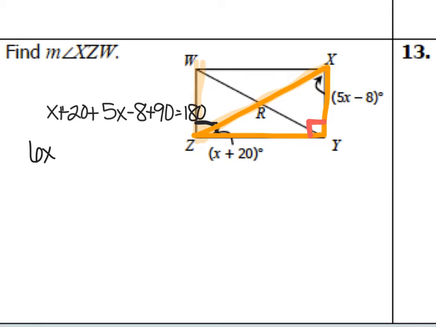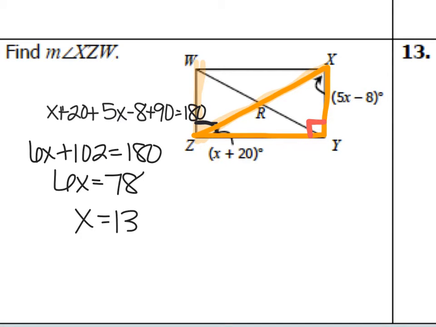20 minus 8 plus 90 is 102. Equals 180. If I subtract 102 from both sides, 180 minus 102 is 78. Divided by 6. X is 13. So remember, if I know that x is 13, I can take that and plug it in here to figure out this little itty bitty angle.